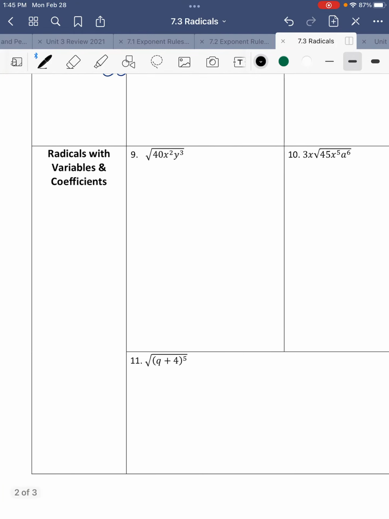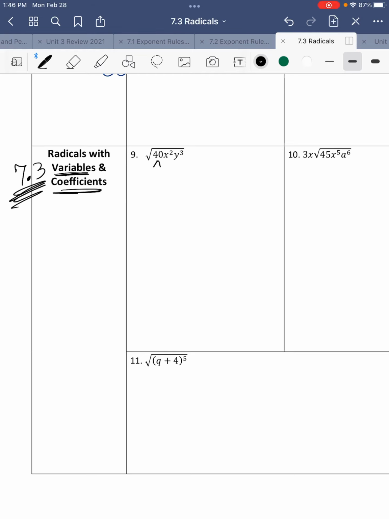All right, we're going to continue with 7.3. So this is still 7.3. We are simplifying radicals still, but now we're talking about variables and coefficients. So we got to do a little bit extra here. Not too much different though. So the very first step is to still simplify the radicand, the number underneath the square root.